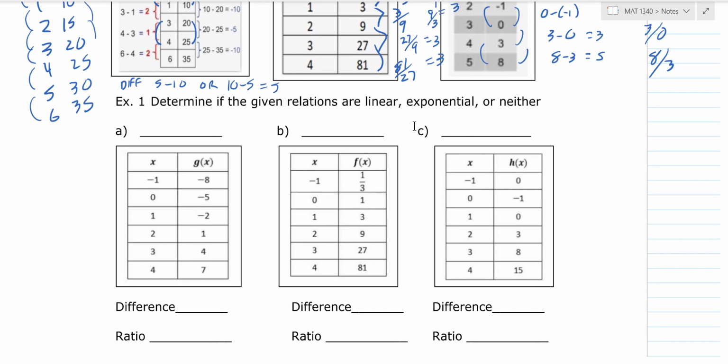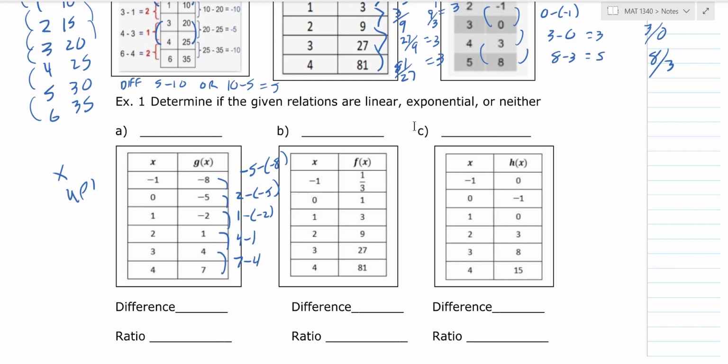Okay, now you notice on this first table, the x's are going up 1. And that's what you want, for those to keep going up. And if they keep going up by 2, that's still okay. So let's look at the difference on this, okay? We would have 7 minus 4, 4 minus 1, 1 minus -2, -2 minus -5, -5 minus -8. All right, are those all the same number?